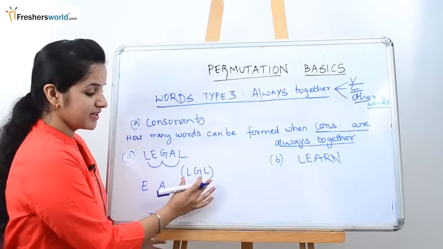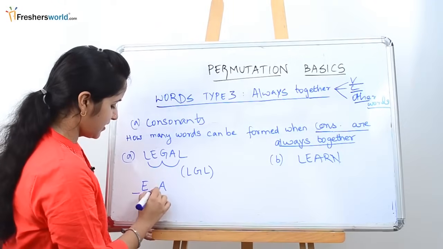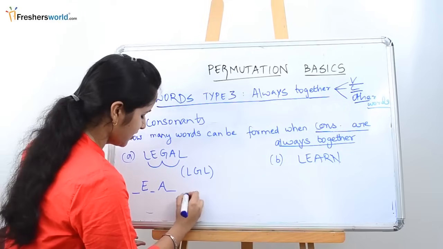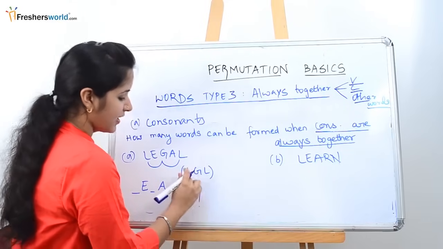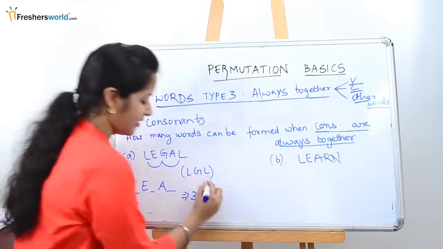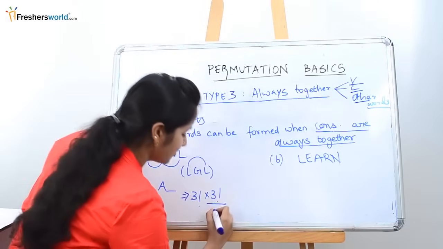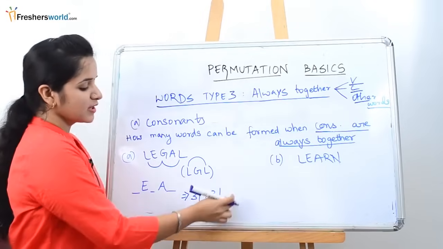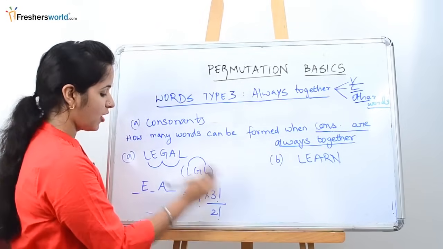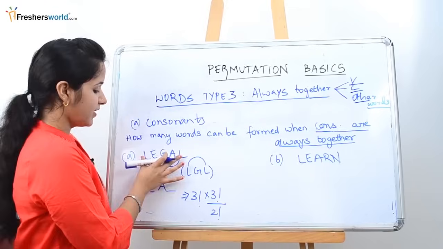What are the various places L, G, L can be arranged? These are the 3 places it can be arranged. So it is 3 factorial ways. And within this, how many ways can it be arranged? It's 3 factorial. And L is repeated twice, so divided by 2 factorial. So once you solve this, you will know how many words can be formed using the word legal.